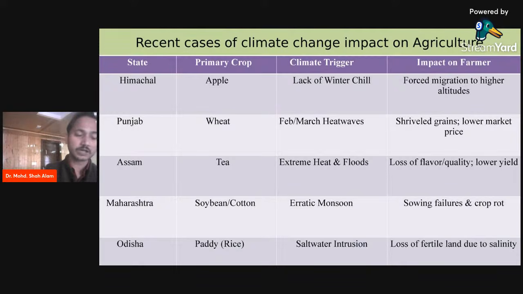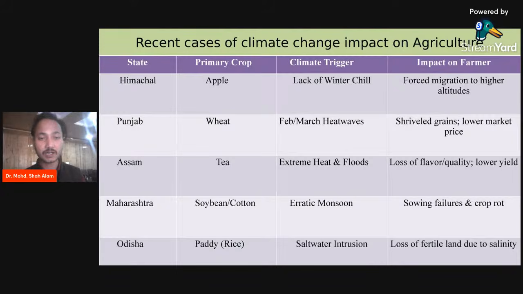The next state I picked is Punjab, because of the heat waves that have been seen in February and March. Their primary crop is wheat, and in wheat during the grain formation stage, if the heat waves rise, because in March the grain formation is going on, and if the heat wave arises during the grain formation, it causes shriveled grains. The grains will be of shorter length, and that will contribute to a lower price of the grain.